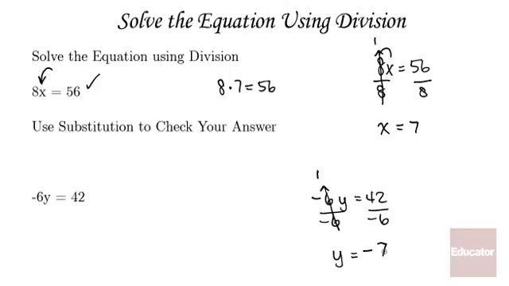Let's use substitution to check our answer. I'm going to substitute negative 7 in place of the y. Negative 6 times negative 7. Negative times a negative is a positive, and 6 times 7 is 42. And yes, the answer checks out. So y equals negative 7.